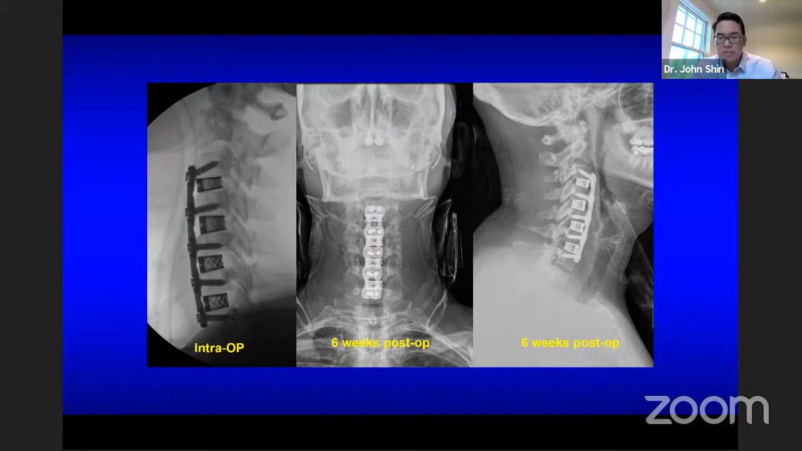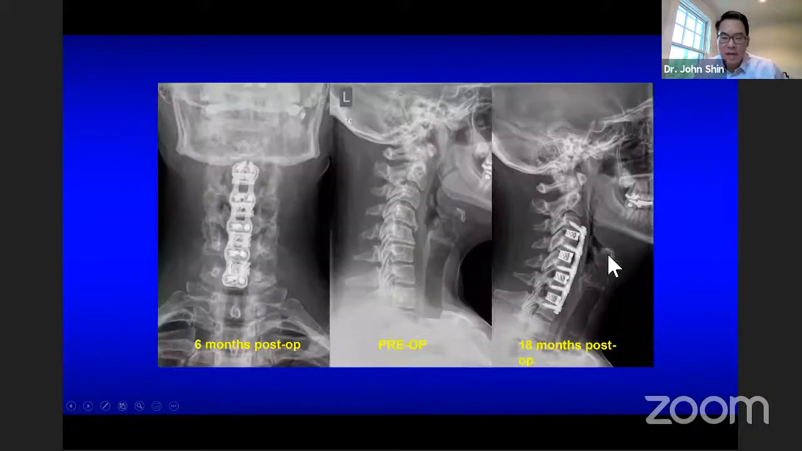You can see here 6 weeks post-op what that alignment looks like with the anterior plate, multi-level grafts, and the tracheoesophageal structures here. And over time, this is now about 18 months post-op, you can see that the alignment is preserved and how that compares to pre-op.